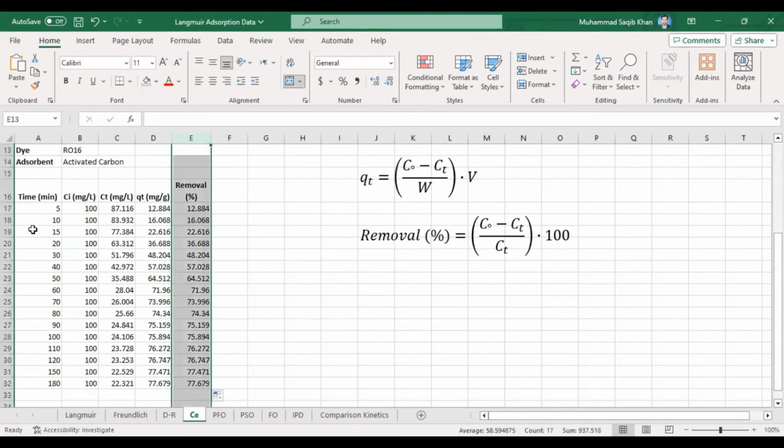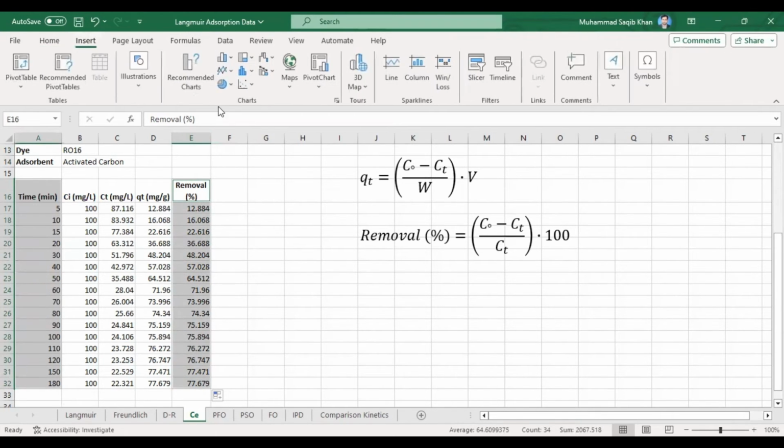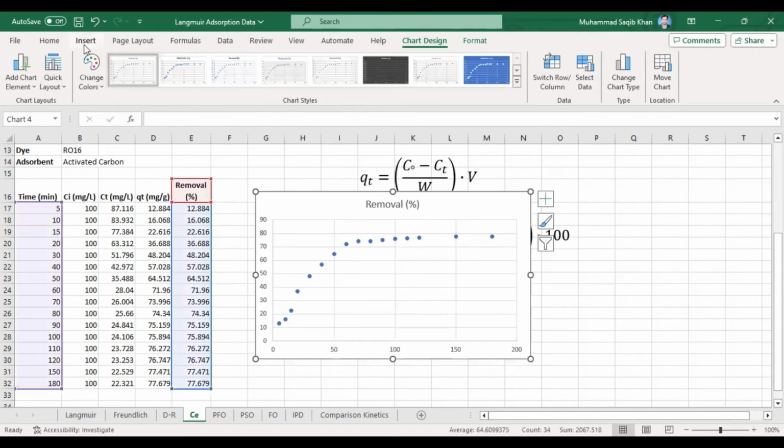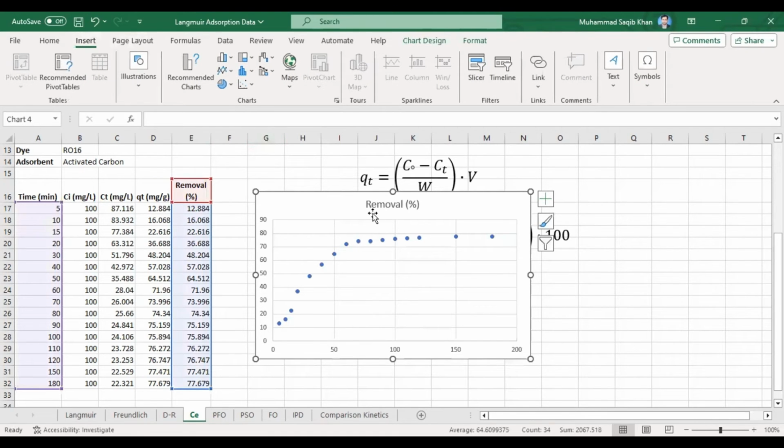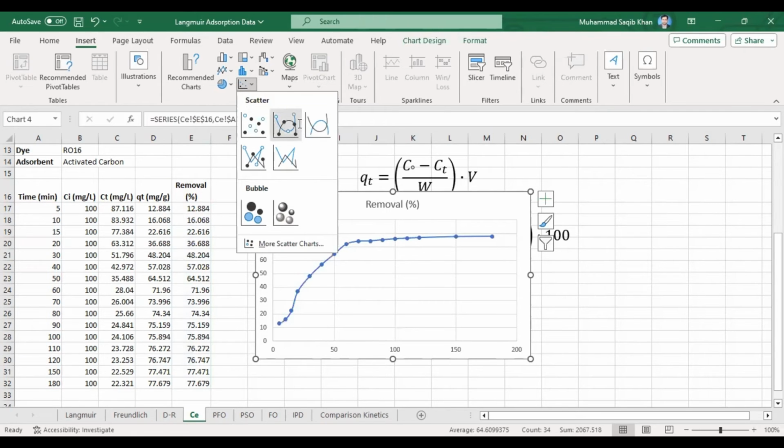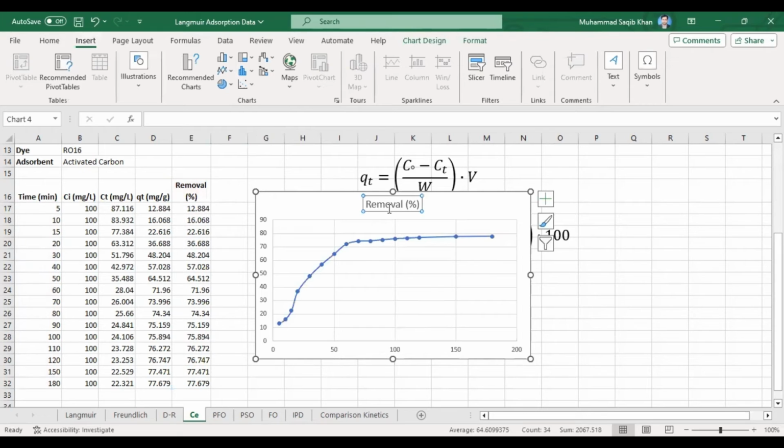Now what we will do, we will plot a graph of percent removal or the QT, a scatter plot. This is basically the CE measurement.